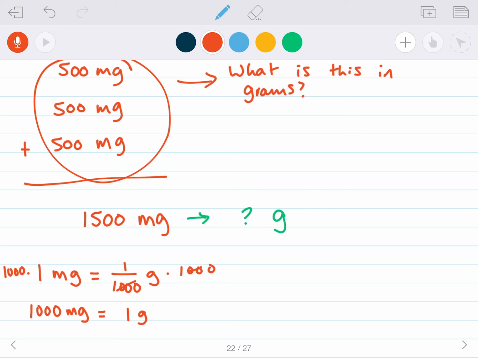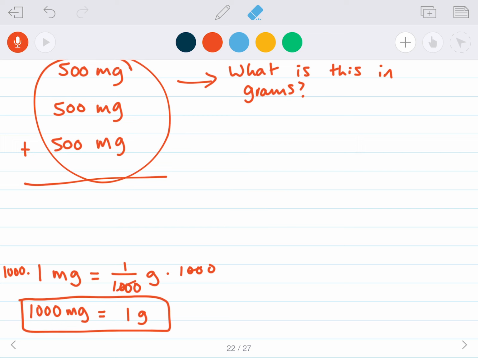So basically we're going to be multiplying 1,500 milligrams by something to be in grams. But the something isn't just a magical mathematical entity. It has to be something that's equivalent to 1. So let me rewrite this over here. I have 1,500 milligrams, and my goal is to use this to go from milligrams to grams. How do I do it? Well, I'm going to multiply by 1 gram over 1,000 milligrams.